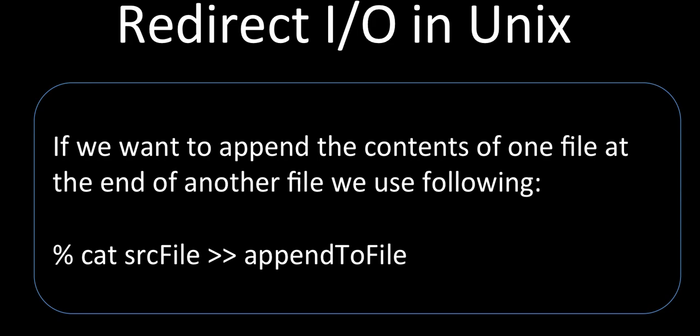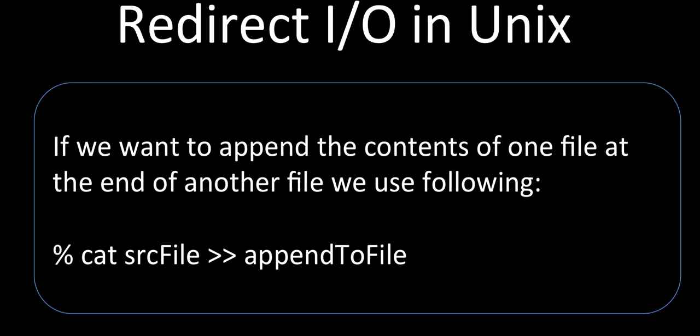Then we have another option called double greater than. This symbol is used if we want to append the contents of one file to the end of another file. Like if you have two files and we want to merge them and create one big file, then what we do is cat source file, and then this gets appended to the next file, whichever name we specify. So this is another option, and it's a very useful option when we want to run multiple commands and try to create a bigger file. That way we can use the append option.